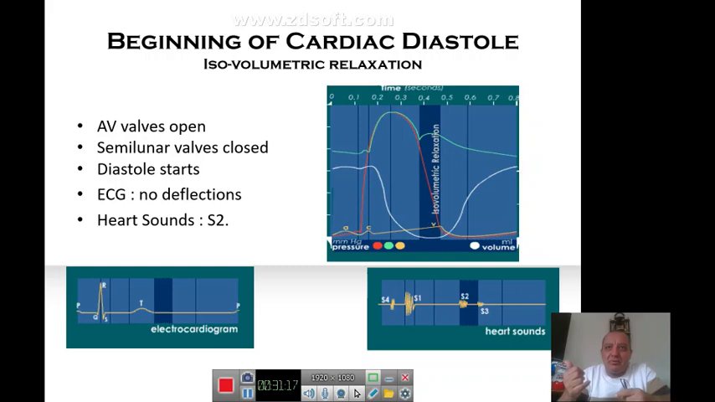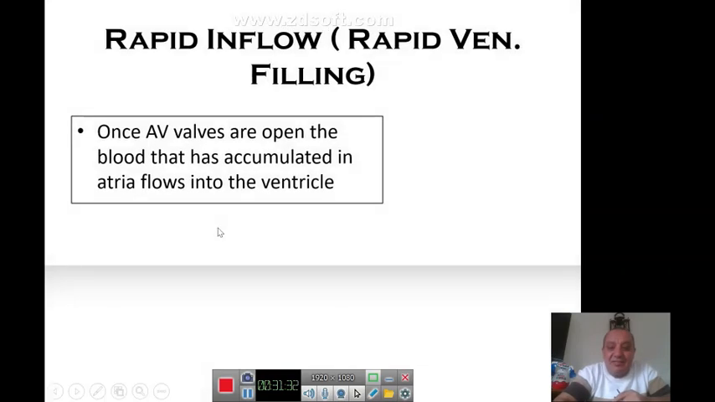Lap, this is the first heart sound. Dup is the second heart sound. So the first heart sound is due to closure of the AV valves, and the second heart sound is due to closure of the pulmonary and aortic semilunar valves.